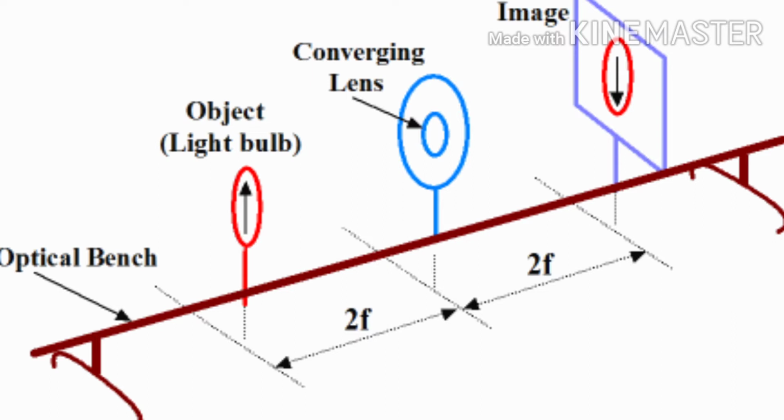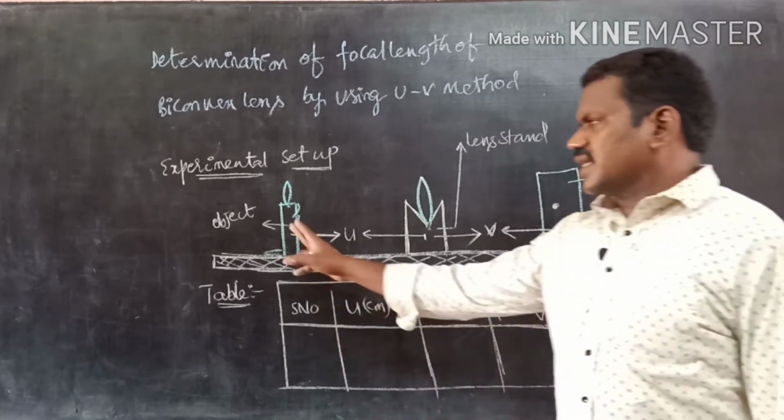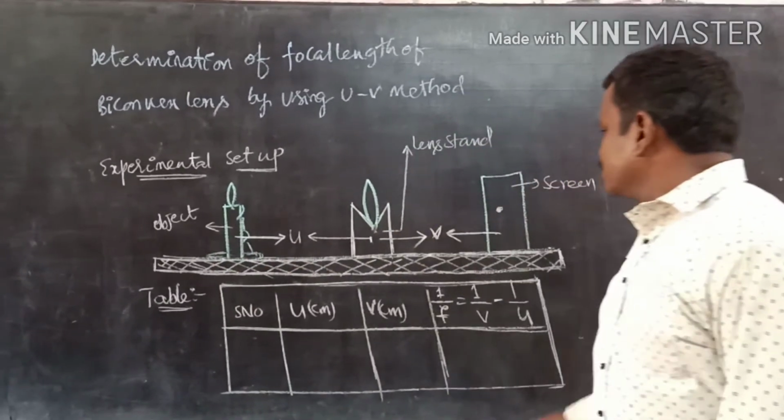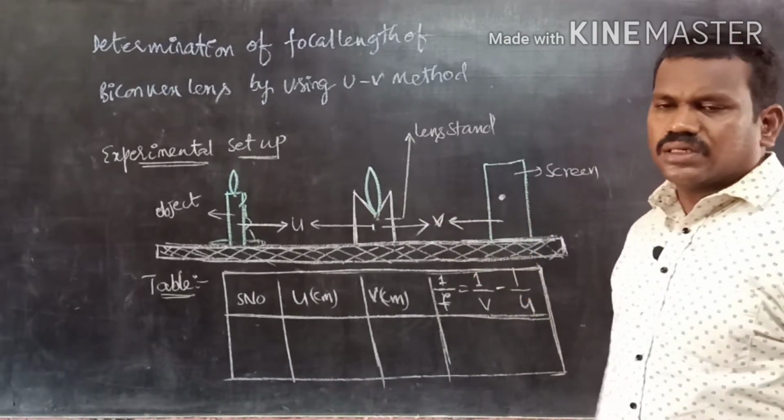For example purpose, you see the experimental setup. In that activity, we placed the lens stand, or otherwise V stand, on the lens table at the center of the lens table on the principal axis. Now on one side of the lens we kept the object. The object is nothing but a glowing candle. Then on the other side we kept the screen.